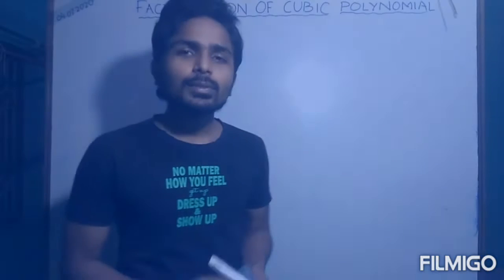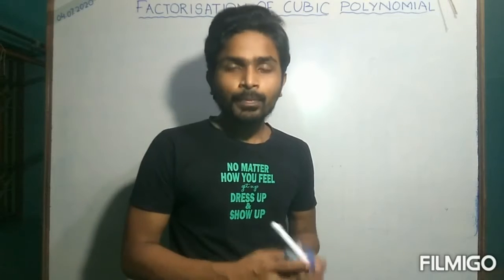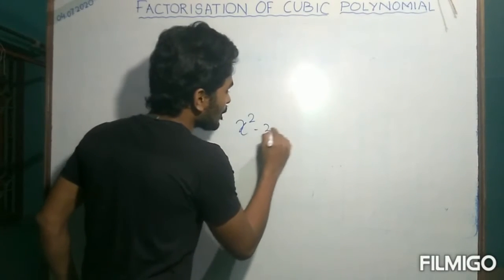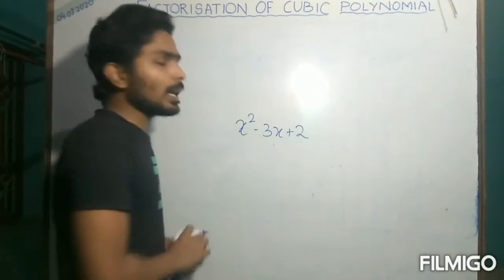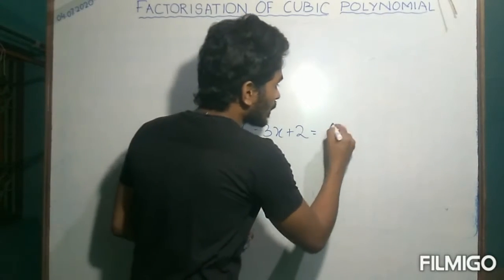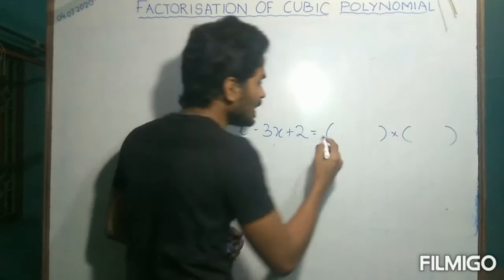Good morning everyone. So today we will discuss how to factorize a cubic polynomial. I have already told you how to factorize a quadratic polynomial into the product of its factors, and those factors are linear polynomials. For example, suppose this is a quadratic polynomial, then we can factorize this quadratic polynomial as the product of two factors, and these two factors are linear.